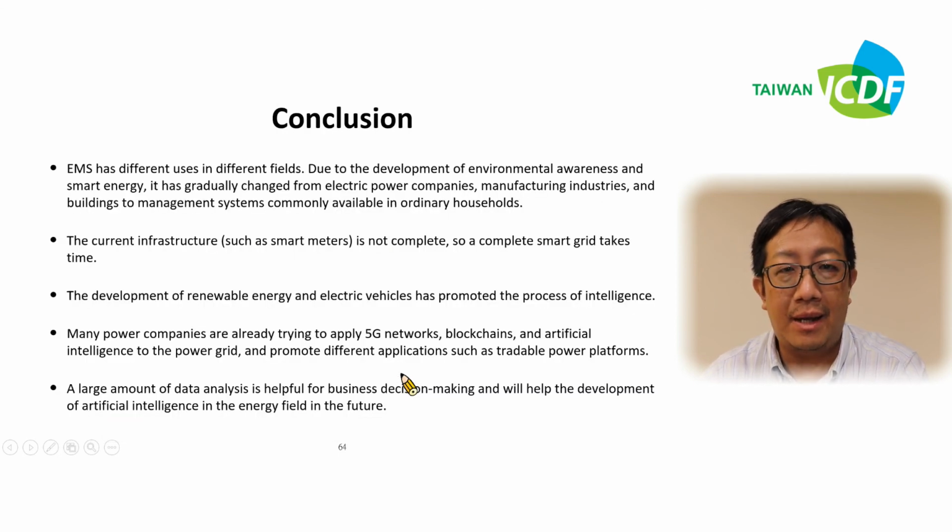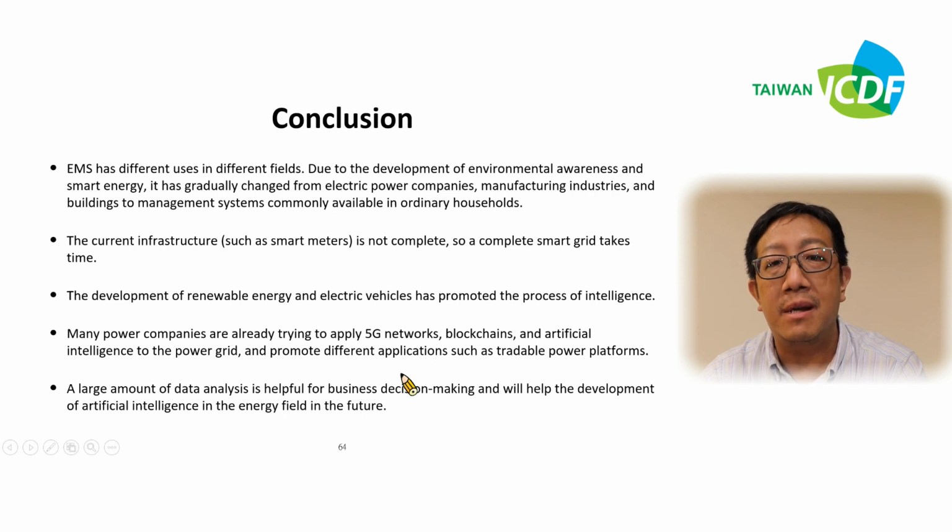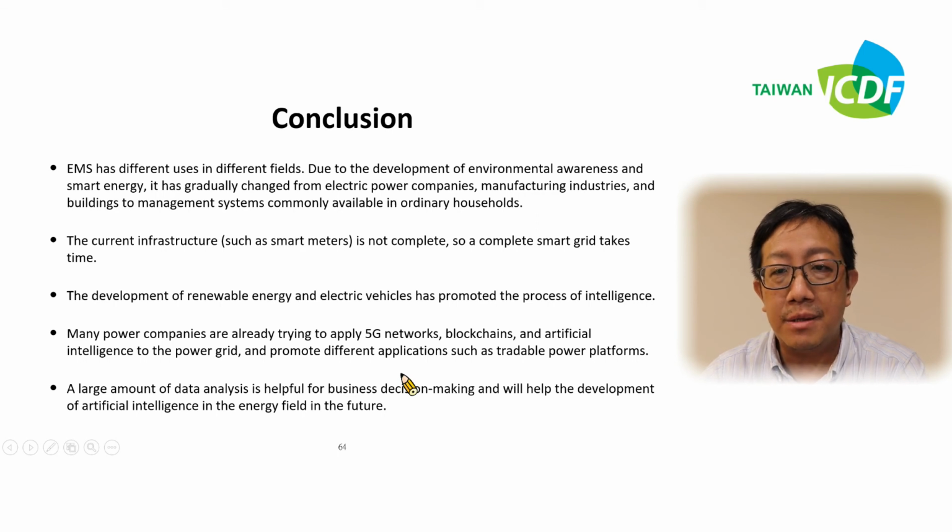Well, finally, let's take a look at the conclusion today. The EnMS has different uses in different fields. Due to the development of environmental awareness and smart energy, it has gradually changed from electric power companies, the manufacturing industry, and buildings to a management system commonly available in ordinary households. The current infrastructure, such as smart meters, is not complete yet. So a complete smart grid takes time.